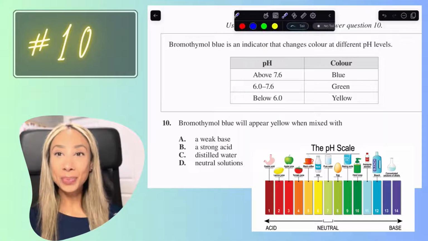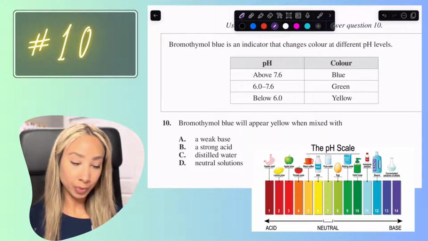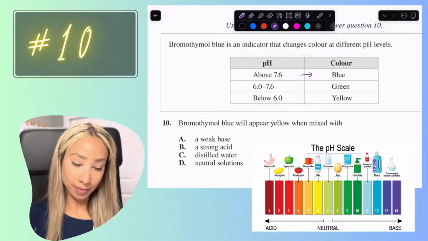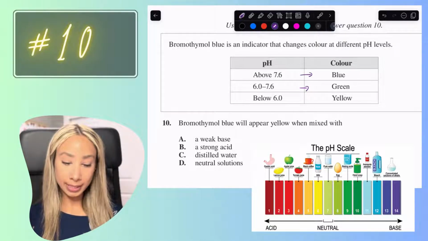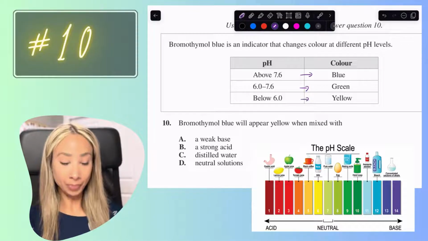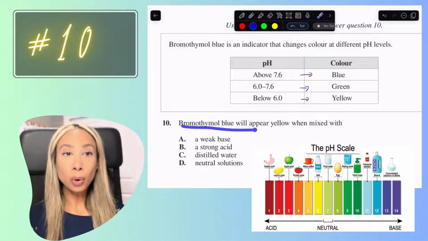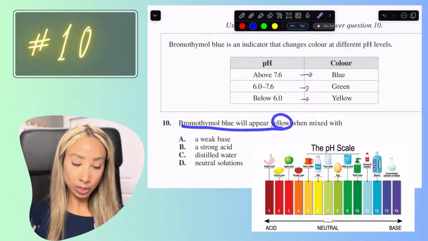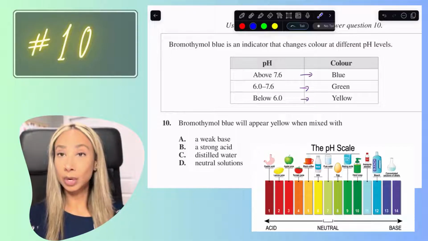All right, number 10. So we have our pH indicator here, and they've given us some information. What they're saying is if it's above 7.6, it's going to be blue. Anywhere between 6 and 7.6, it's going to be green. And finally, anything below 6, it's going to be yellow. So what we need to decide is, when we use our indicator and it's going to be yellow, what substance are we looking at?